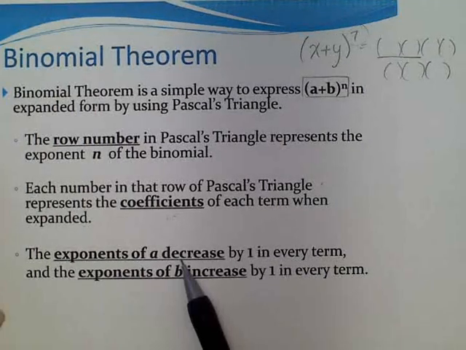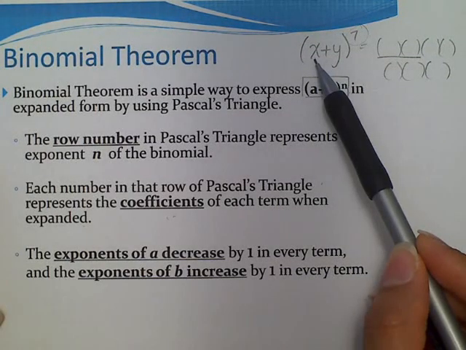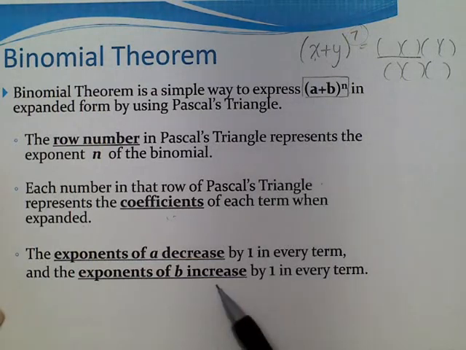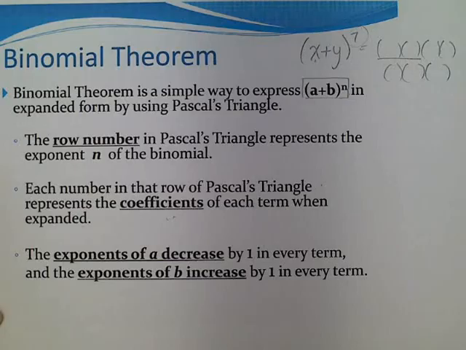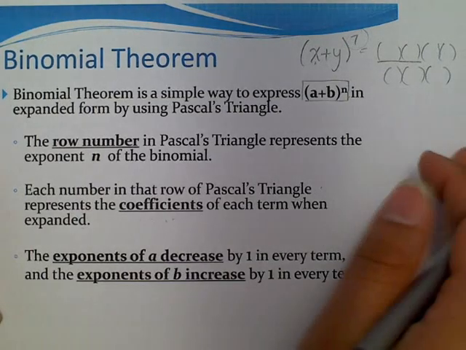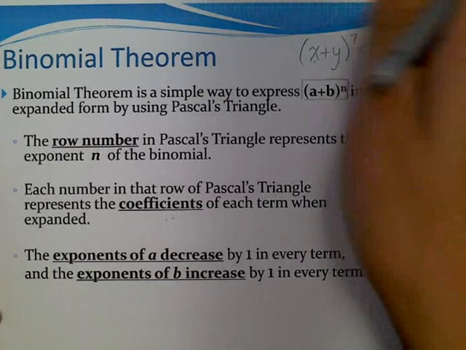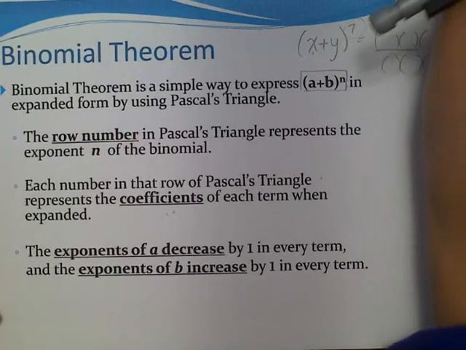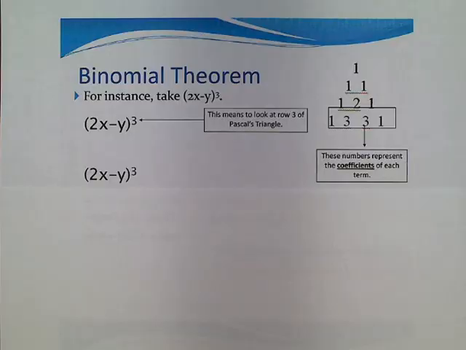And then what you'll notice is the exponents of the first term decrease by 1 and the exponents of the second term increase by 1 each time. Right now I know this might seem confusing, but we are going to look at some examples. We're going to start by looking at an example of the binomial theorem, and then we'll look at an example of Pascal's triangle. So our first example looks at the binomial theorem.